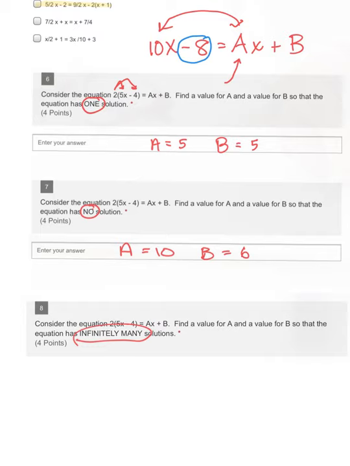For the last one, infinitely many, we need the variables to eliminate, so again, the a has to be 10, right? Because you have a 10x on the left. If it's going to eliminate, you have to have a 10x on the right also. For infinitely many solutions, you have to be left with the same number on both sides. So in this case, we want b to be the same, so we would want b to be -8. For each of these last three, you got 2 points for each of your variables a and b.